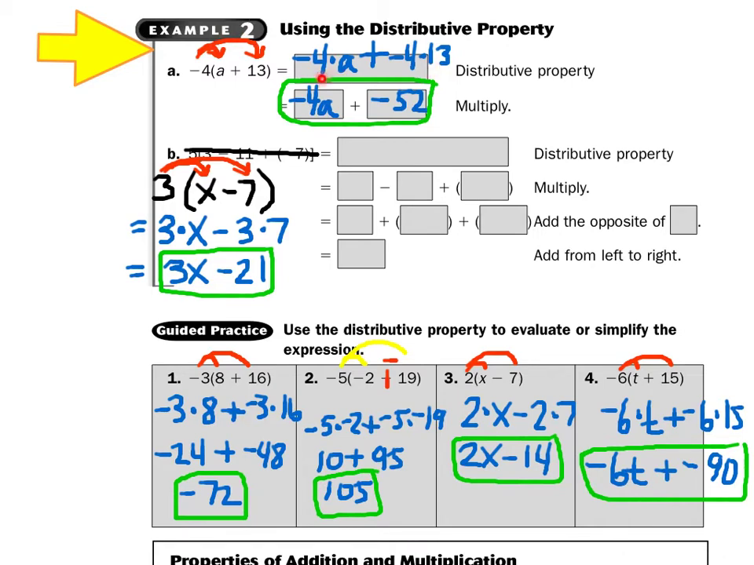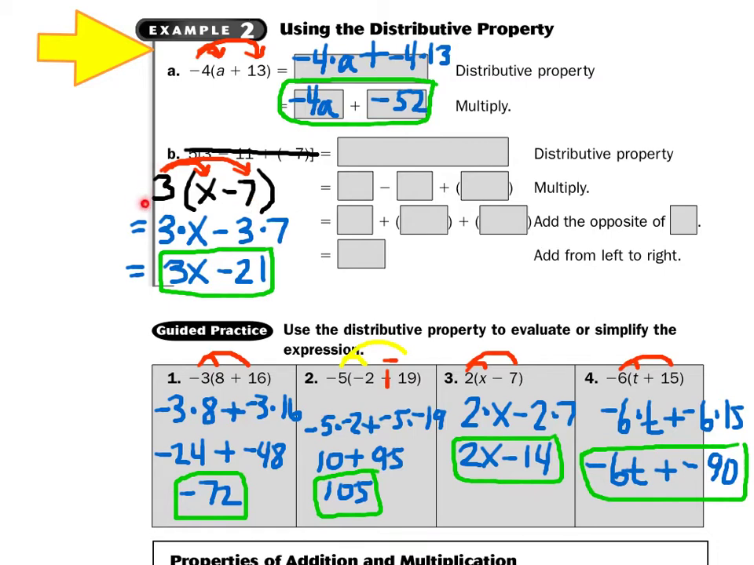Now I'm going to simplify. Negative 4 times a gives me negative 4a, and then copy that plus sign. And negative 4 times 13 gives me negative 52. Now I can't go any farther because the negative 52 does not have an a. So box your answer. Okay, now example B, I want you to cross out and put our example. Let's do 3 times the quantity x minus 7.